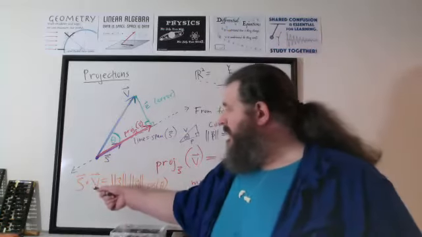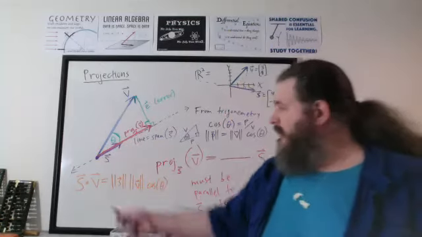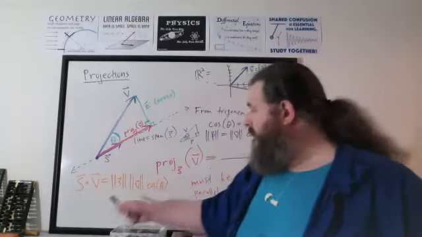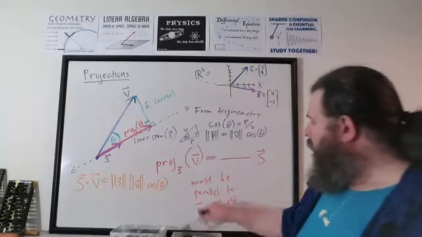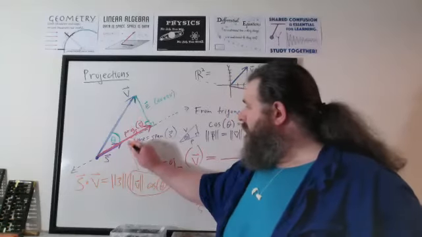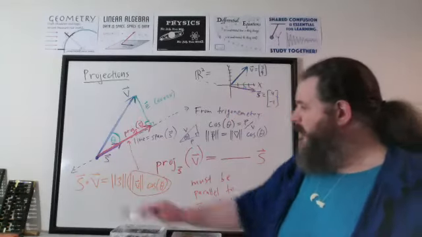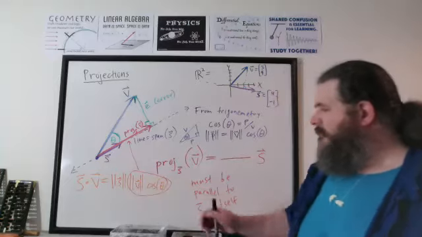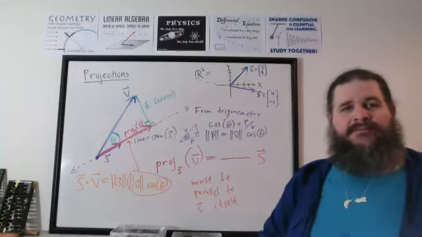So s dot v, assuming we have vector s and vector v as components, if we take the dot product of s dot v, that tells us magnitude s times magnitude v times cosine theta, and magnitude v times cosine theta is exactly the magnitude we want. The only problem is we've got this extra times magnitude s here. But how could you get rid of times magnitude s?